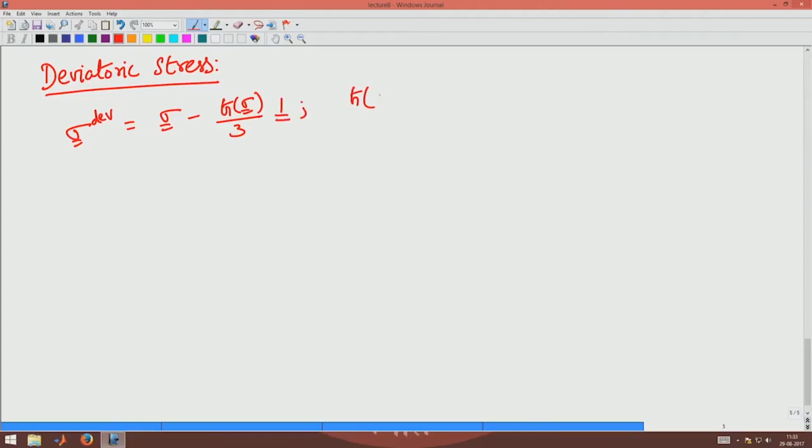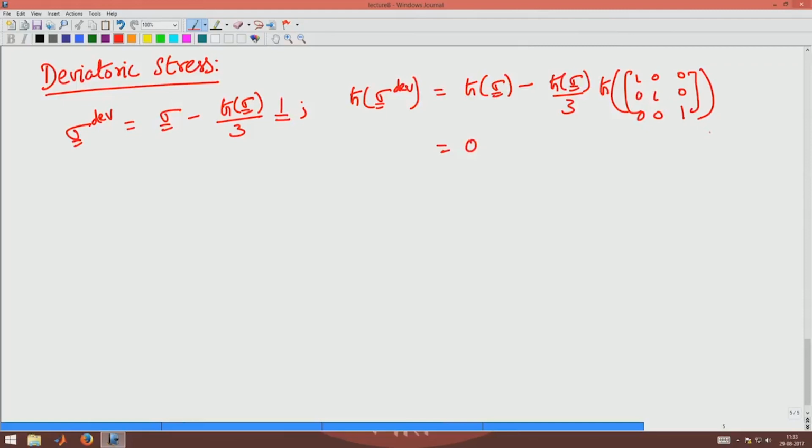You will note that trace of sigma deviatoric would be trace of sigma minus trace of sigma by 3 times the trace of the matrix 1 0 0, 0 1 0, 0 0 1, which would be 0, because the trace of this matrix is 3, this 3 and this 3 get cancelled. So, trace of sigma minus trace of sigma gets cancelled. So, trace of the deviatoric tensor is 0. Okay. So, basically the deviatoric tensor is defined as this matrix, sigma minus trace sigma by 3 times identity.